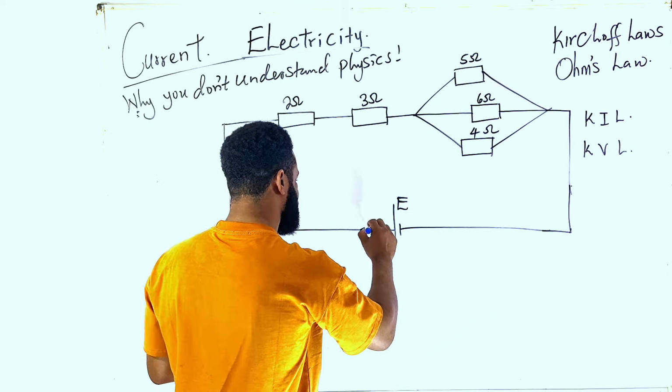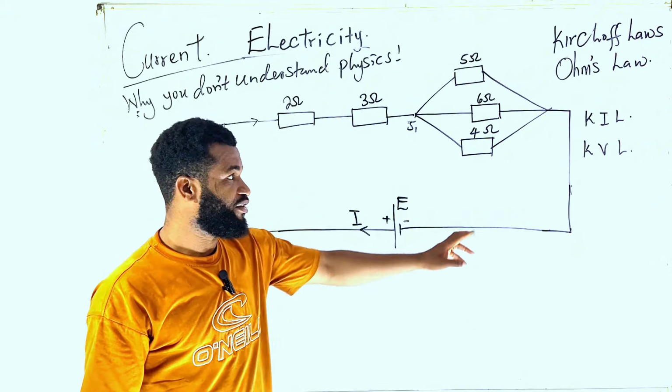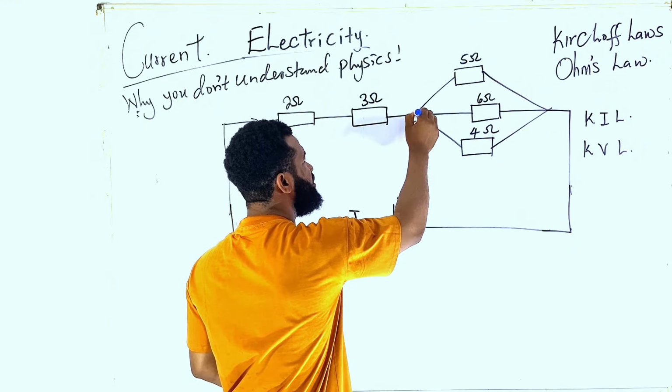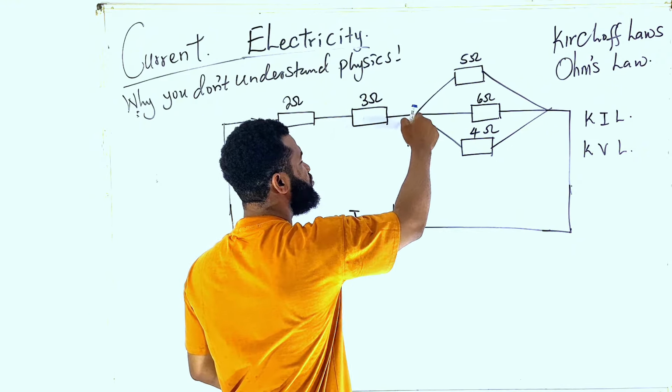As the current moves, it comes here, moves across the 2 ohms, moves across the 3 ohms. When it reaches this place, I will call it J1, the first junction. This current will do something. It will divide. That is according to Kirchhoff's current law. He says that the current moving into the junction is equal to the current moving out of the junction.